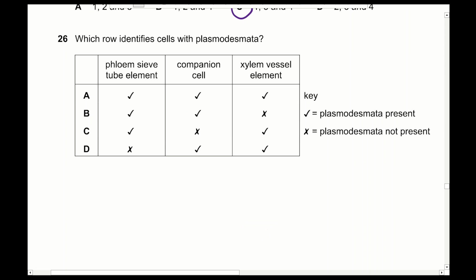Question number 26, which row identifies cells with plasmodesmata? So, plasmodesmata, the definition of it, are cytoplasmic channels.